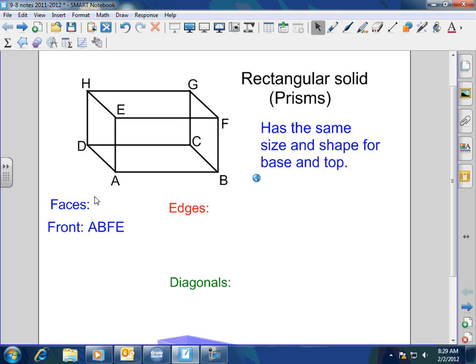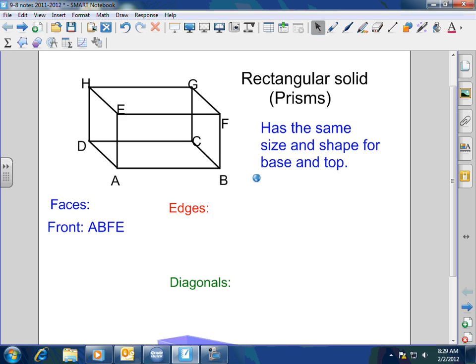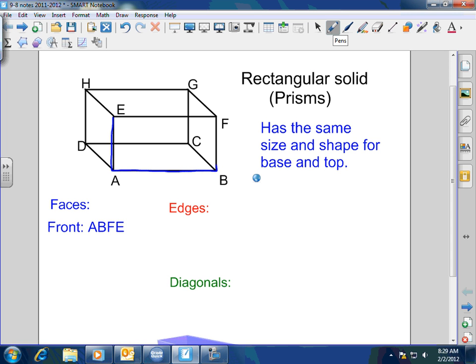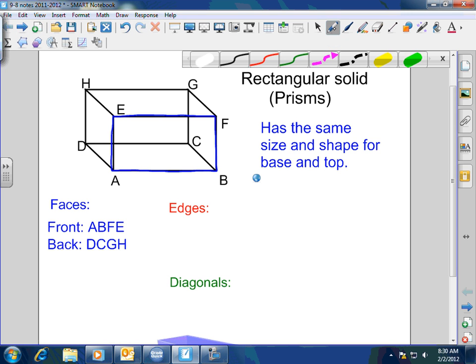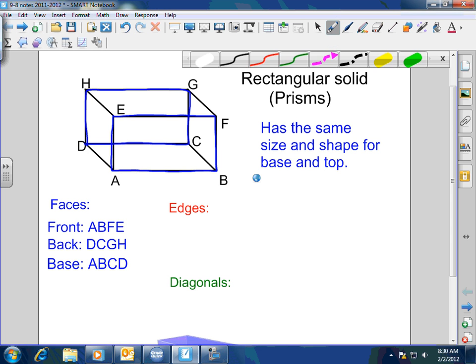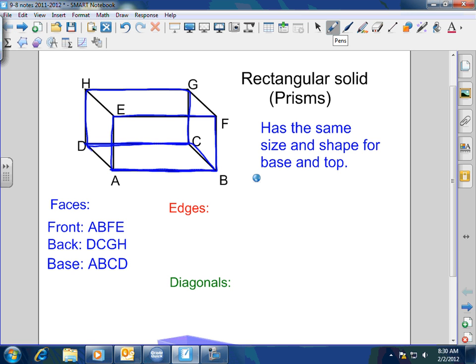We have the front, which is right here in front of you. ABFE. You have the back, which is behind it, which is DCGH. That's the back. You have the base. The base is this guy right down here. ABCD. The base. You guys with me so far?